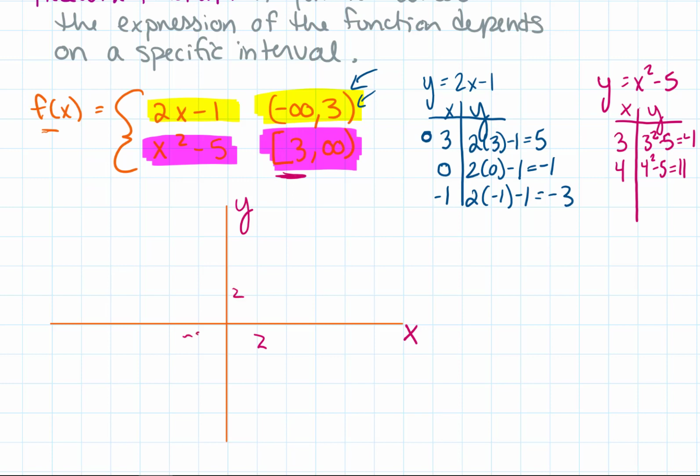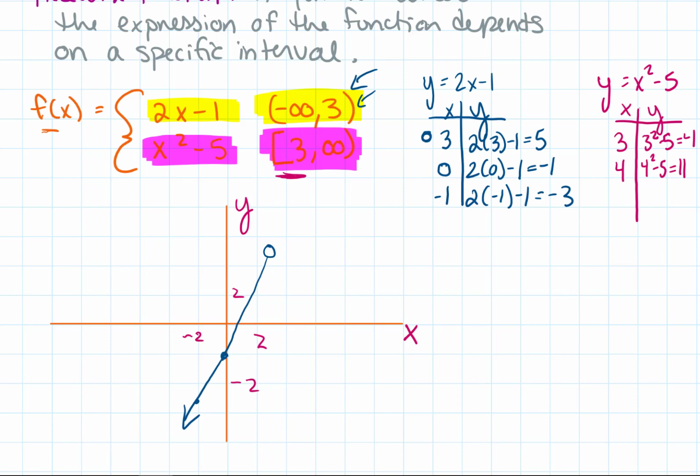So I'm going to graph my first function. 3 and 5 is an open circle. 0 and negative 1 is a closed circle. Negative 1 and negative 3. And there's my line. Now I'm going to graph the other part, which is a piece of a quadratic.